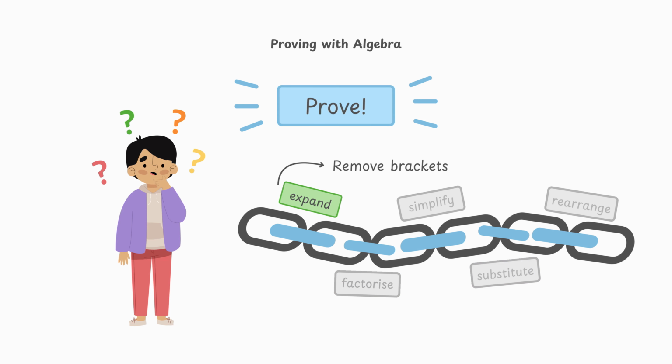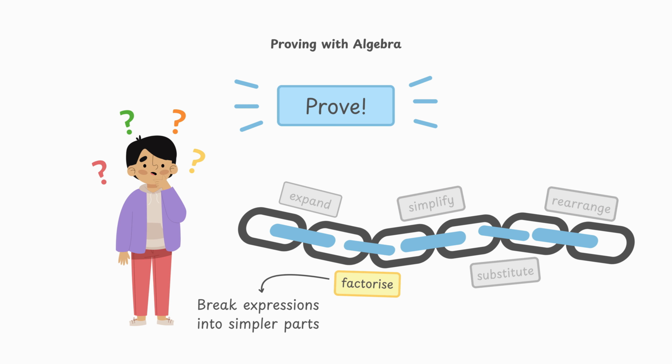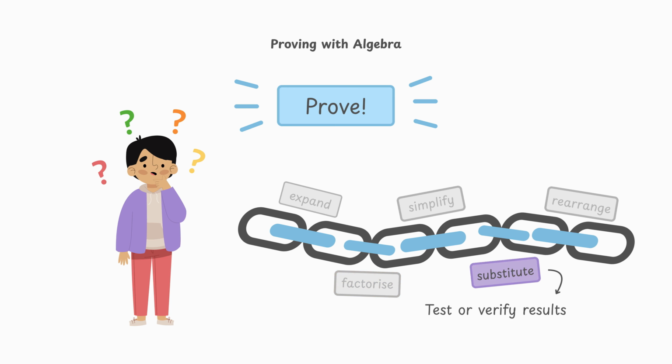Expanding helps us remove brackets. Simplifying helps us clean up the expression. Rearranging helps us move terms into the right position. Factorizing helps us break expressions into simpler parts. And substituting allows us to test or verify results when needed.